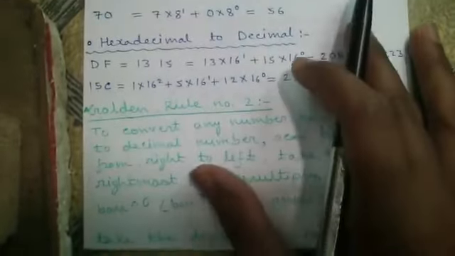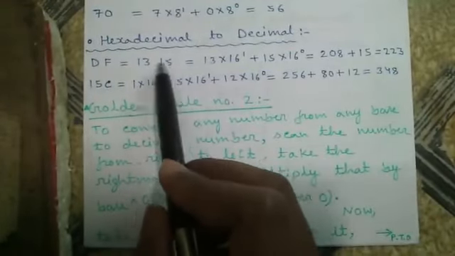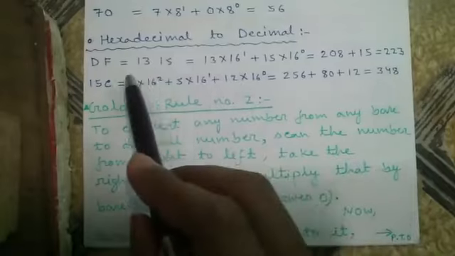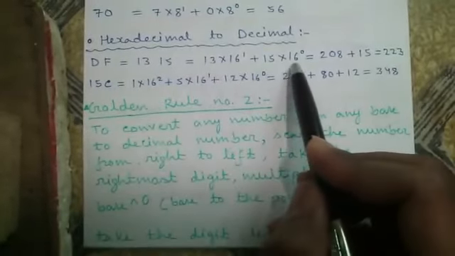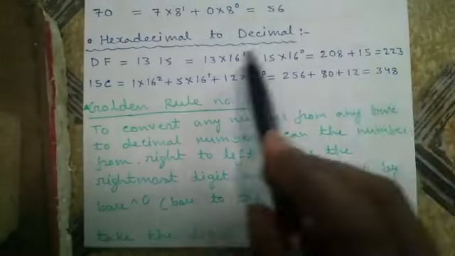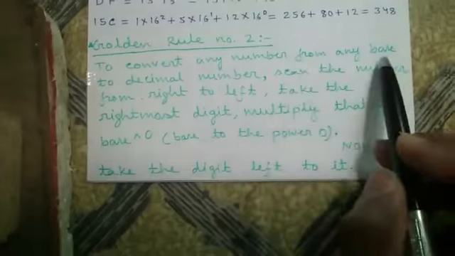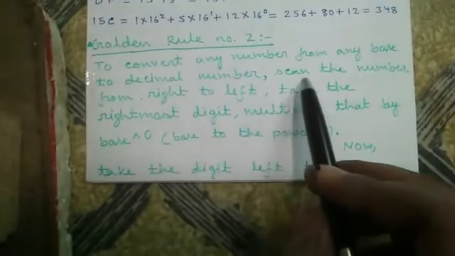Do it yourself. Hexadecimal to decimal. DF. Writing in the numbers 13 and 15. Same process from right to left. 15 into 16 to the power 0, 13 into 16 to the power 1. Add up, you will get 223. Do it yourself.